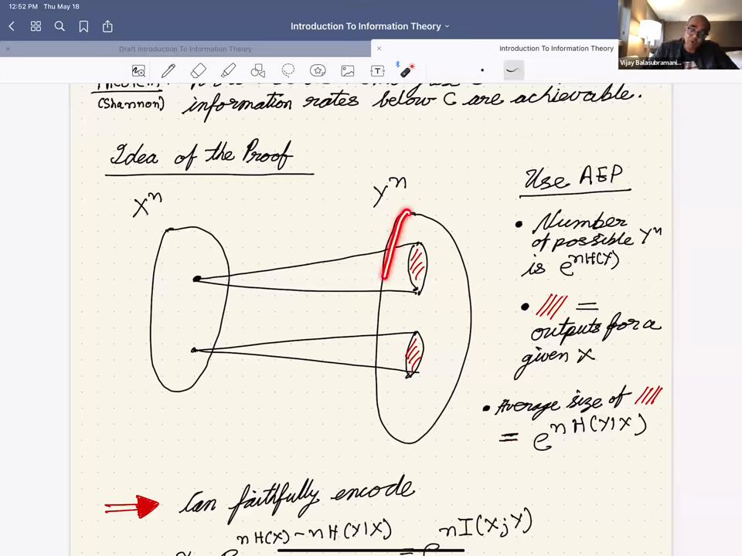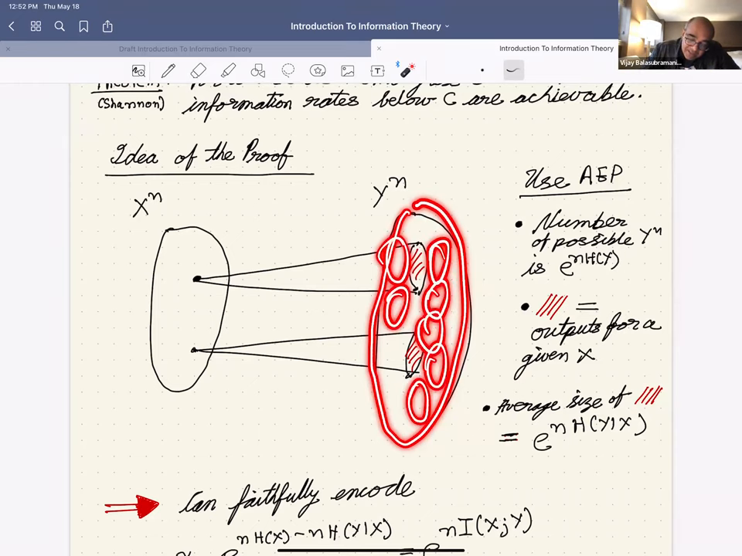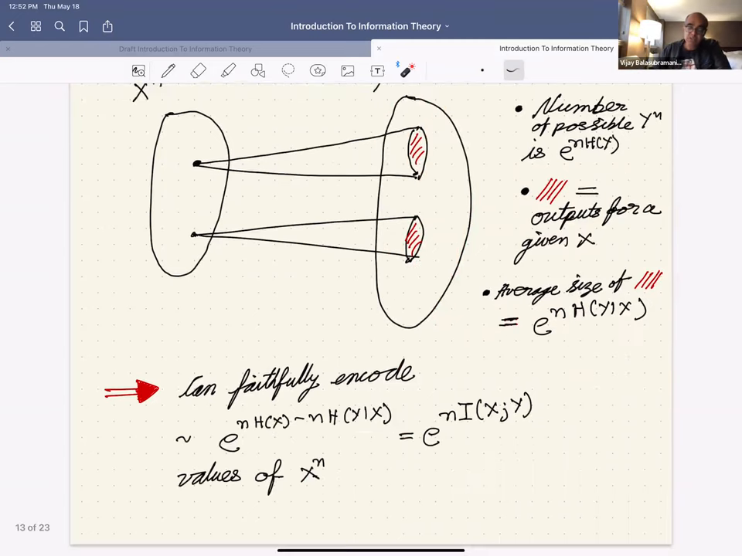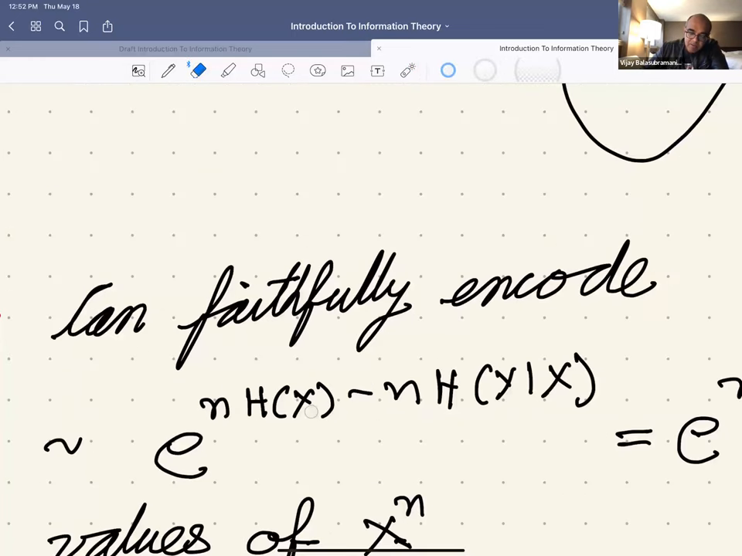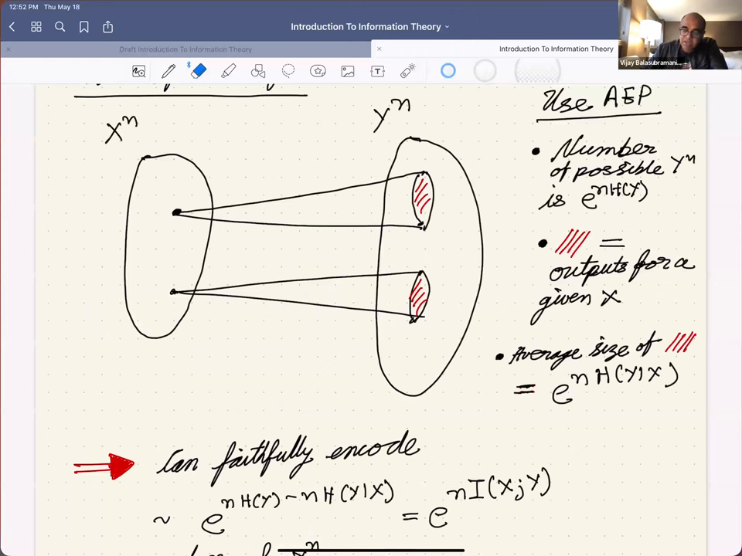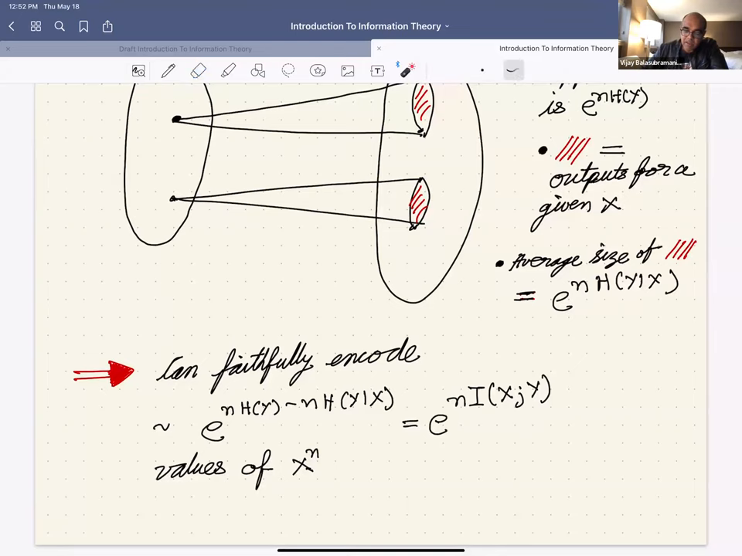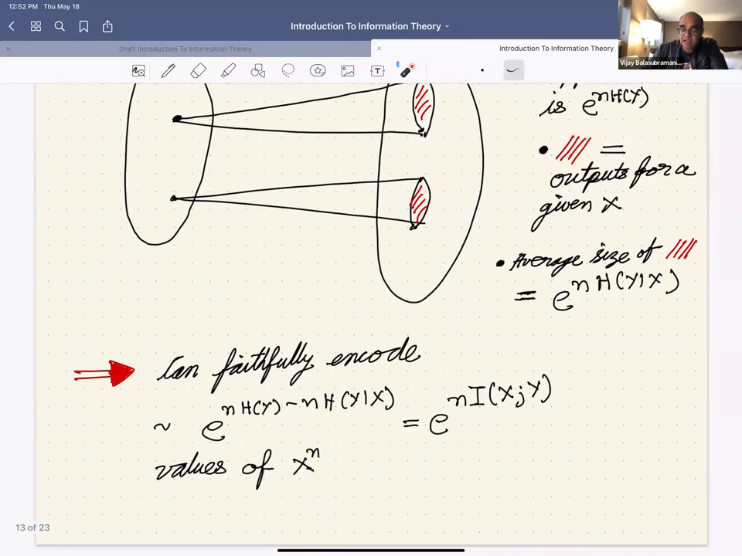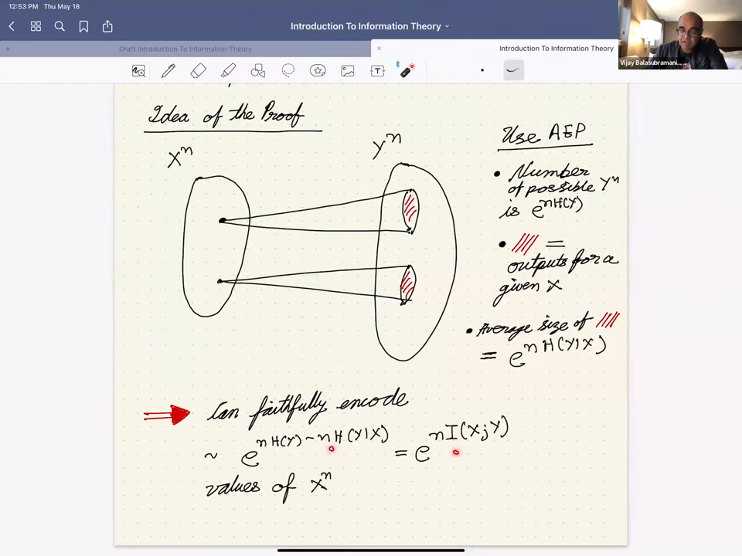What I can do is take the set of all possible things that might come out and divide it up into pieces. The number of separate pieces that I can have here is the number of things I can faithfully encode. So you take the total number of things, e^(n H(Y)), the entropy of Y, and divide it by e^(n H(Y|X)), the entropy of Y given X. By definition, that is precisely e^(n I(X;Y)), with n times the mutual information between X and Y. So that's the number of faithful values you can encode.